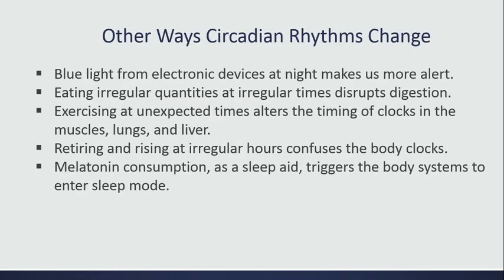There are other ways circadian rhythms change. For example, blue light from electronic devices at night makes us more alert. Eating irregular quantities at irregular times disrupts digestion. Exercising at unexpected times alters the timing of the clocks in the muscles, the lungs, and the liver. Retiring and rising at irregular hours confuses the body clocks. Melatonin consumption, when taken as a sleep aid, triggers the body systems to enter sleep mode.